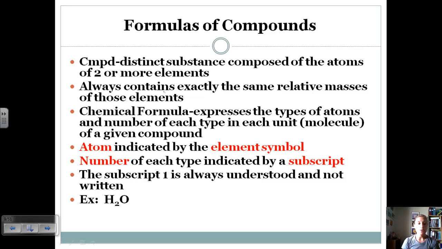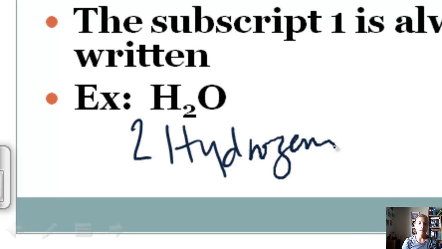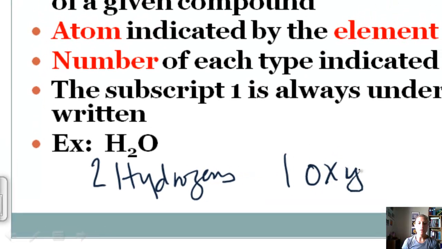So for example, H2O, we've got 2 hydrogens and 1 oxygen. And we know we have 1 oxygen because here we would put a 1, but because it's a 1, we don't write it. It's understood. Okay, so element symbols and then our subscripts.